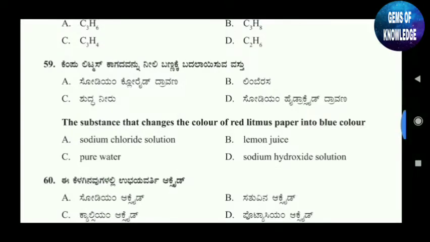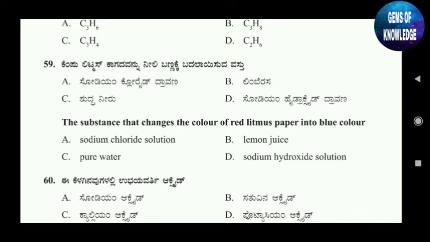You can see the next question here, 59th one. The substance that changes the color of red litmus paper into blue color. By looking at the question only we can understand that the red litmus paper is turned into blue. When it is turning to blue, it is a base, it is not an acid. So we have to find out which among the following is the base here.